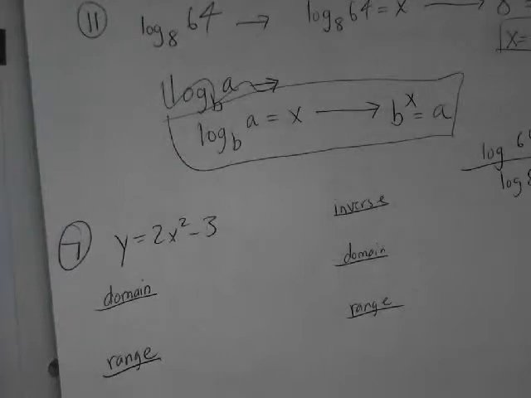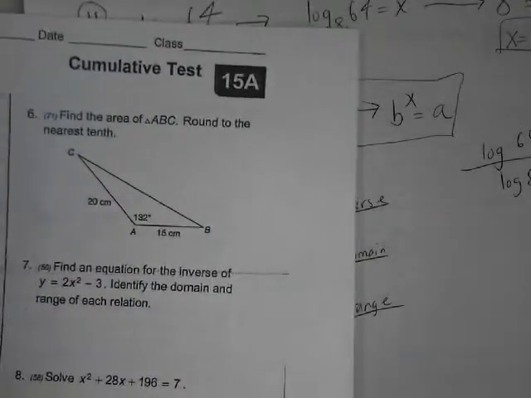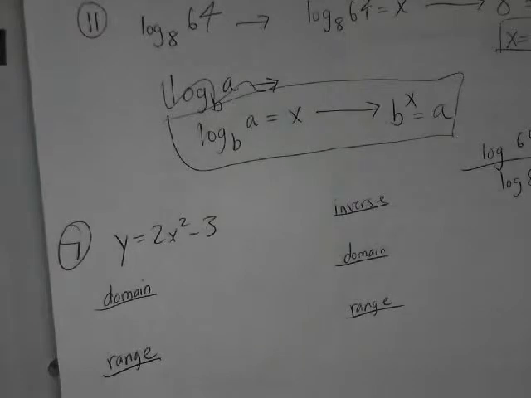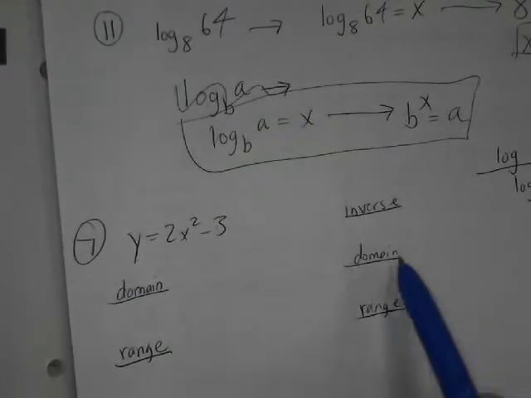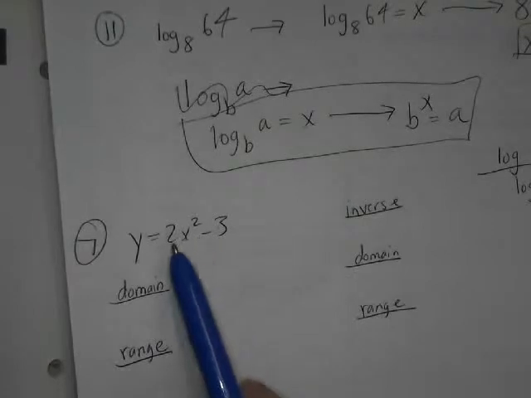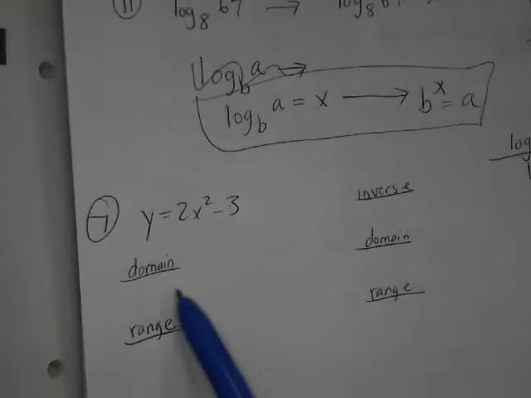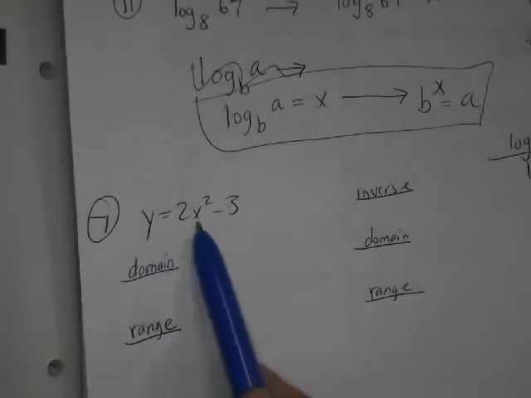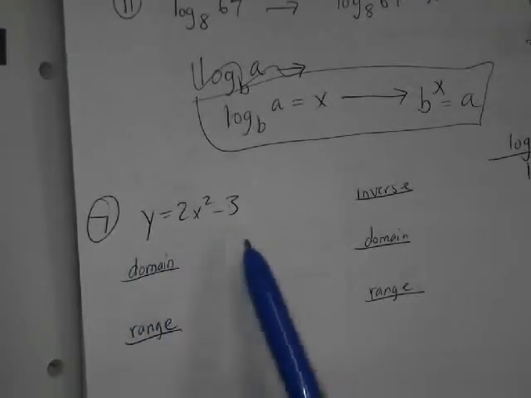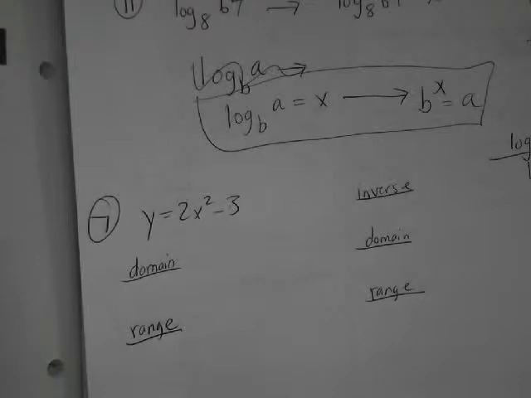So this is Algebra 2. We're working on our practice test 15A, and this is number 7. We're supposed to find the inverse of this equation, and then we also want the domain and the range of each. So since I already have this one, does anybody know the domain and range of this? This thing's a parabola, by the way. Can anyone figure out what the domain and range of that might be?